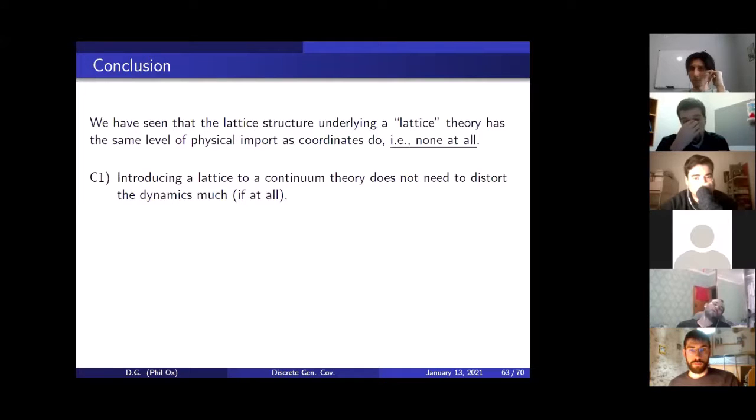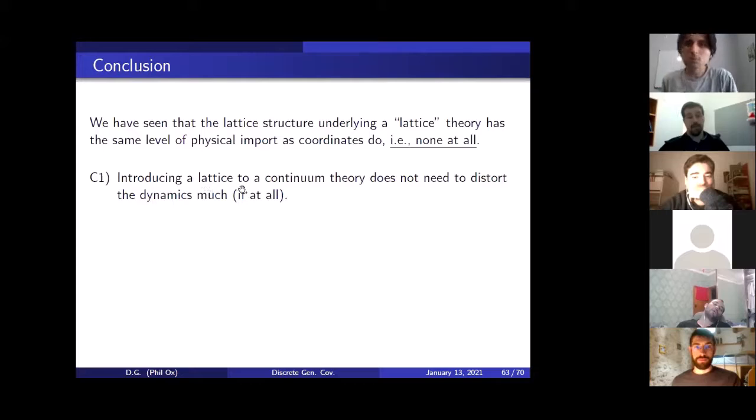And so what has all this shown us? We've seen that the lattice structure underlying a lattice theory has the same level of physical import as coordinates do, which is none at all, right? The lattice underlying your theory should not be seen as part of the material content of your theory. It's a representational artifact in the same way coordinates are. Nothing can depend on them, right? And the symmetries of your theory, like I mentioned, are the symmetries of the dynamics, not of the lattice you represent it on. Okay, but let me go through the conclusions in order because I'm skipping ahead.